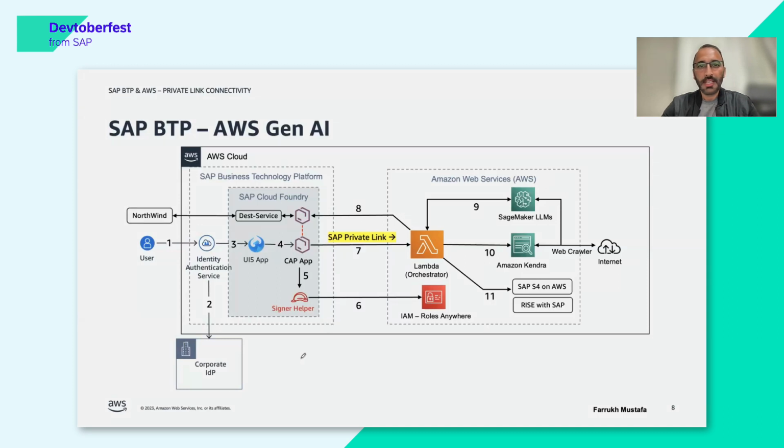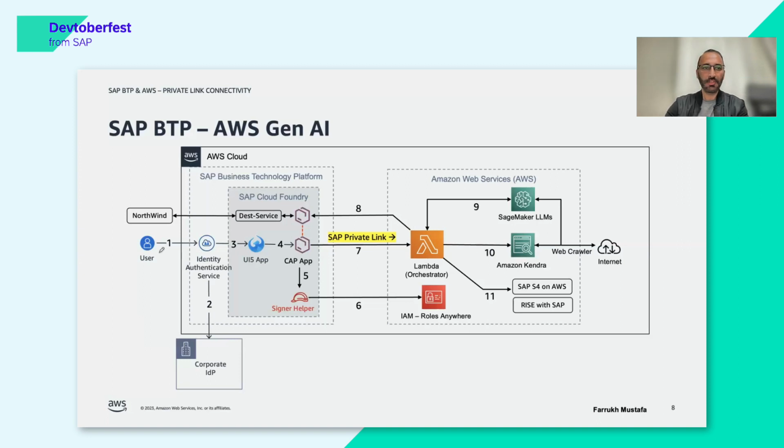I'm showing you an architecture right now where we have built a private link, and we're going to build an app that is going to talk to AWS GenAI services using a Lambda function. So let's start with what we are trying to do. In this scenario, we have built an app that takes data from Northwind using a destination service, and this data is pushed to a Lambda function, and the Lambda function, using a SageMaker LLM, a large language model, will answer user queries.